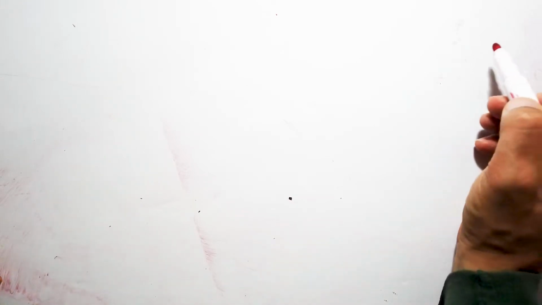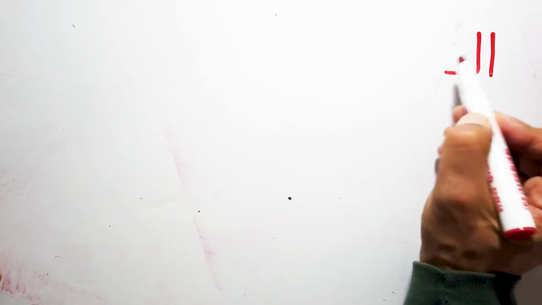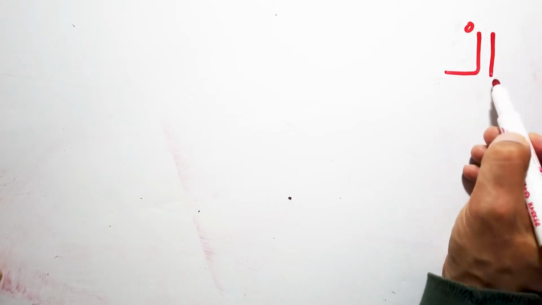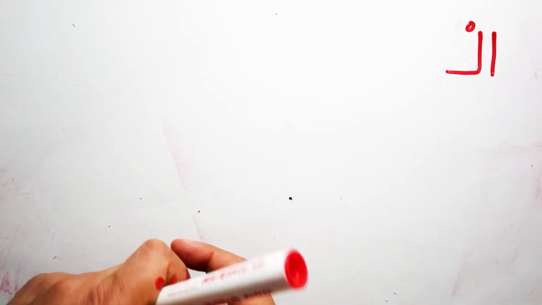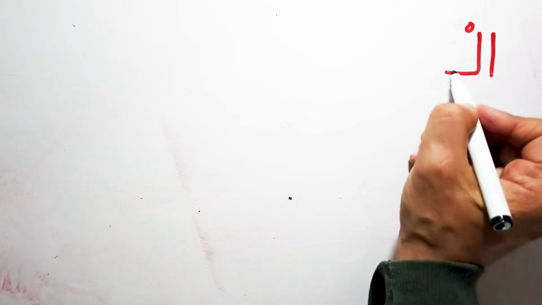البيت كبير. So I have here what? I have a. The first one is a. And then I have al. That one sounds l. B.